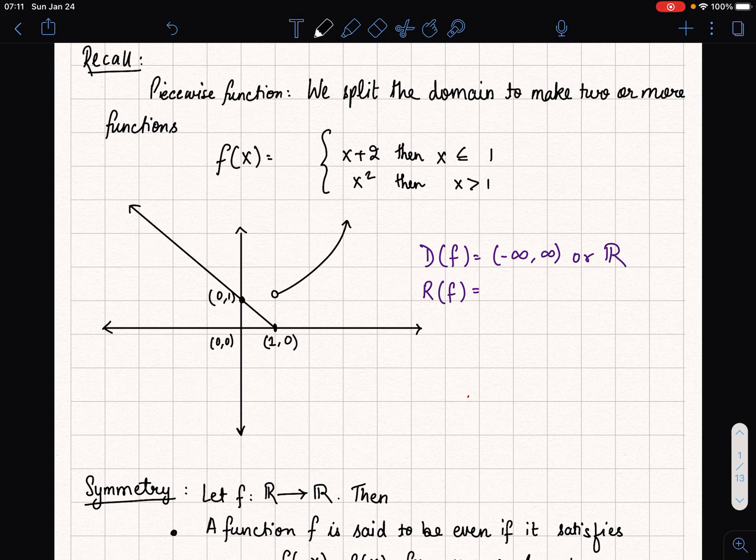Today we are going to deal with catalog of functions. Recall from our previous lecture that a piecewise function is where we split the domain to make two or more functions. Consider this example. f of x equals x plus 2 when x is less than or equal to 1, and f of x is equal to x squared when x is greater than 1.